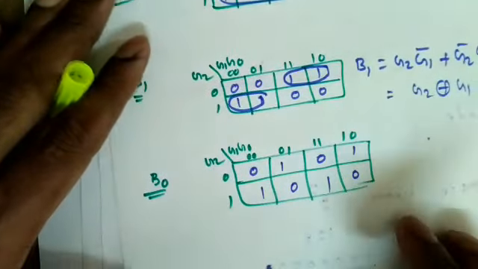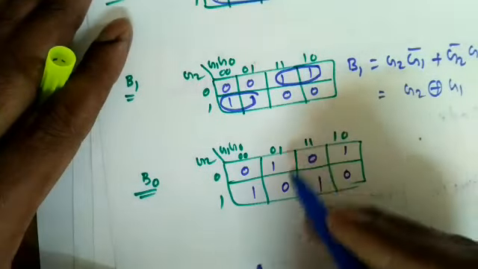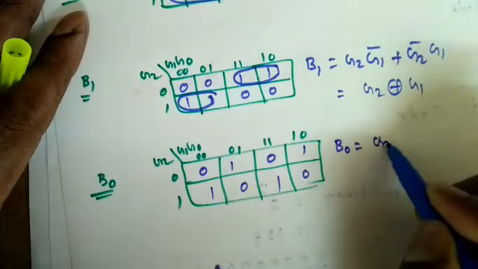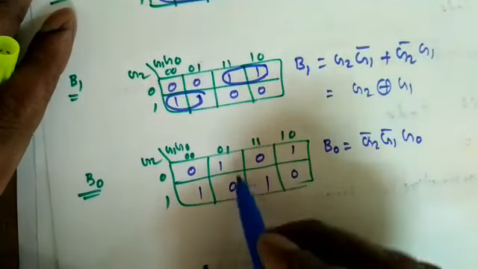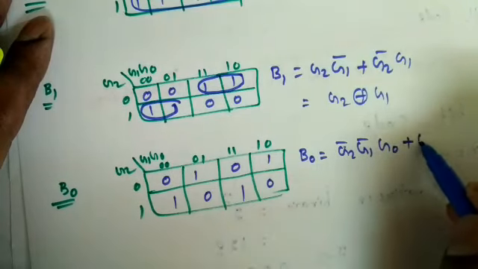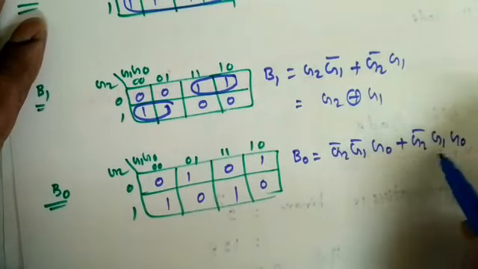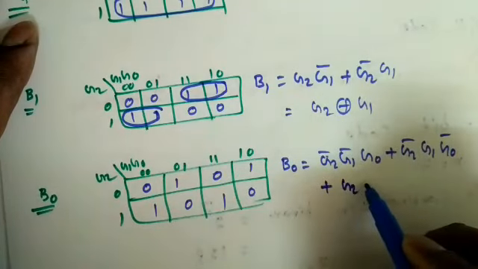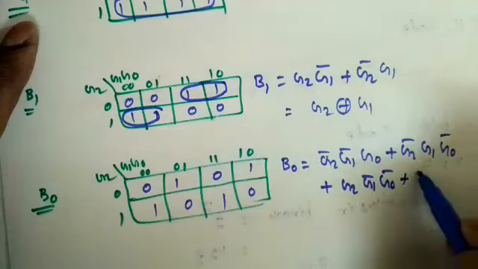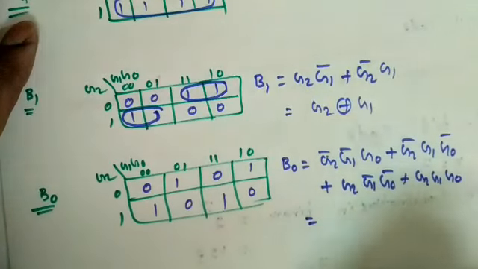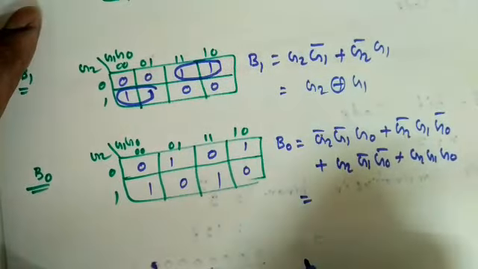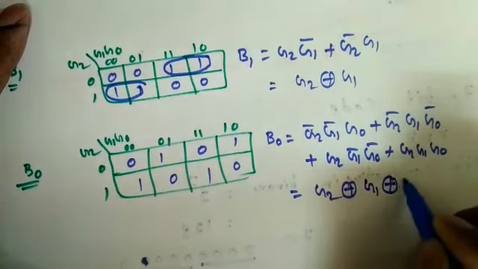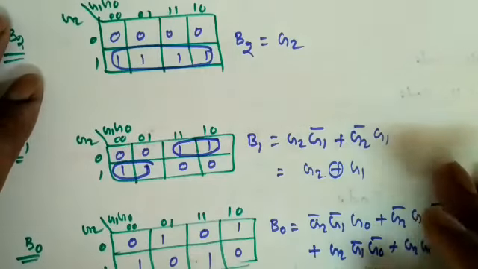So this is the K-map for B naught. Now we cannot make any pairings here, so I can write directly B naught equal to the min terms. G2 bar, G1 bar, G naught, plus G2 bar, G1, G naught bar, so this is 0, 1, 0. Next plus G2, G1 bar, G naught bar, and this is 7, so G2, G1, G naught. Or we can write simply, this is the odd function. Who is the odd function? Nothing but the exclusive OR function: G2 exclusive OR G1 exclusive OR G naught. So these are the logic expressions we got.